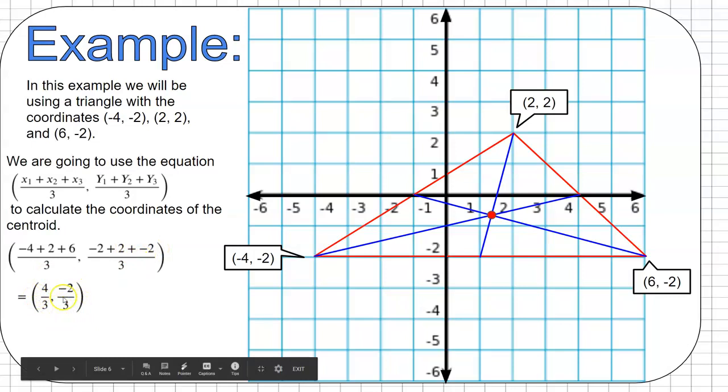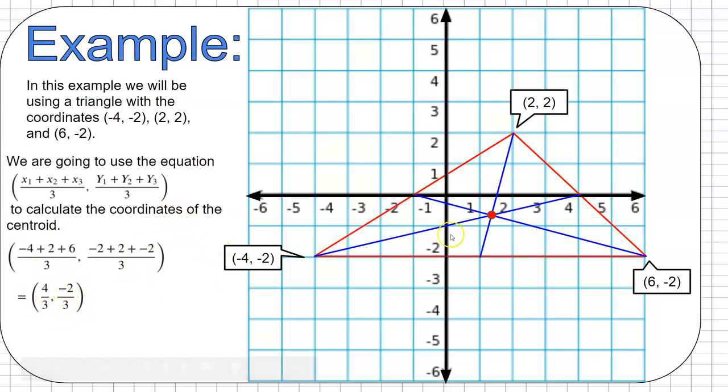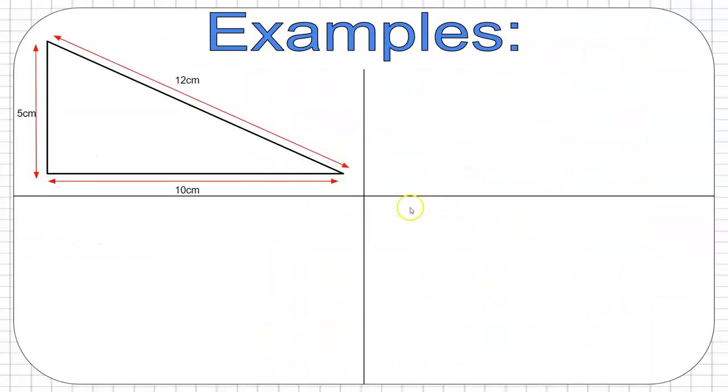So when we look at these coordinates, x is 1 1/3 and y is -2/3. You can see that our centroid is right here, and the medians for this are already drawn in, connecting the vertex to the midpoint. As we can see, this equation brings our centroid to right here, which is correct, since all the medians intersect at this point. So let's take a look at a few more examples.